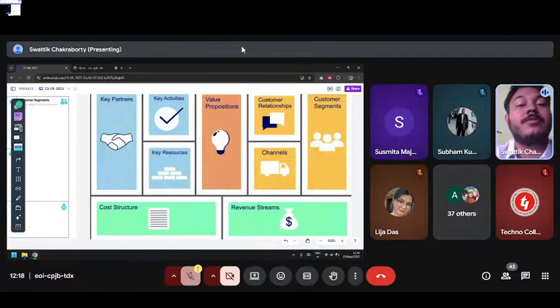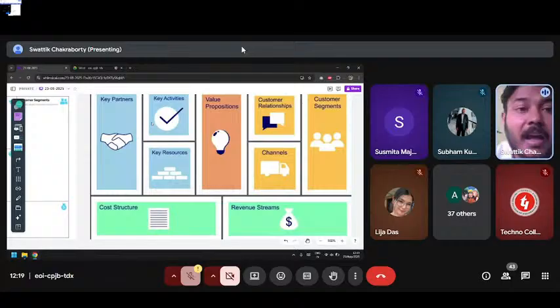Then we move into what are the primary activities that our business needs to do. Then what are the primary resources that our business needs to have. Then we move into value proposition. Then the channels through which our products are going to get delivered to the customer segment. Then customer relationship, as in how are we going to create a bond between us and the customers. Then the customer segment, as in whom are we targeting, and the cost and revenue stream segments remain the same.